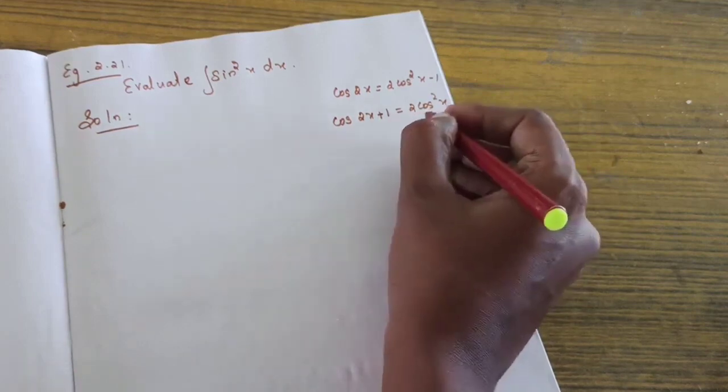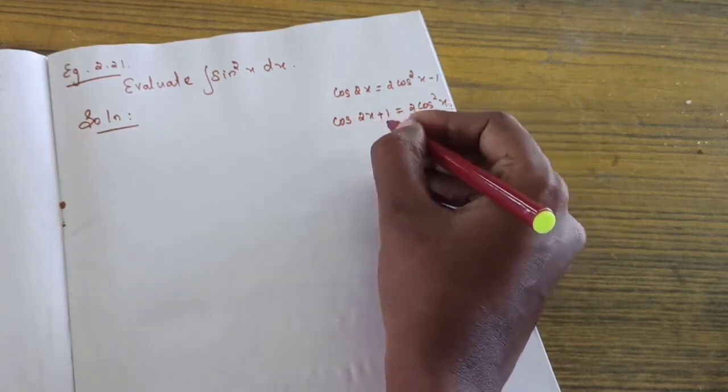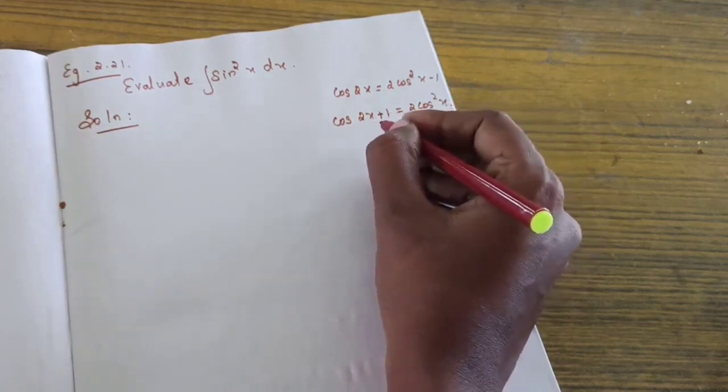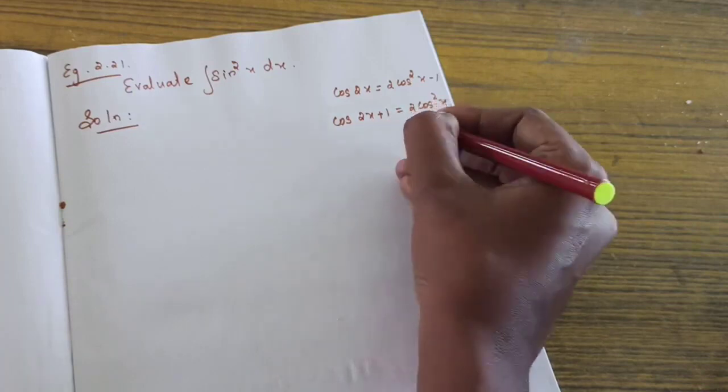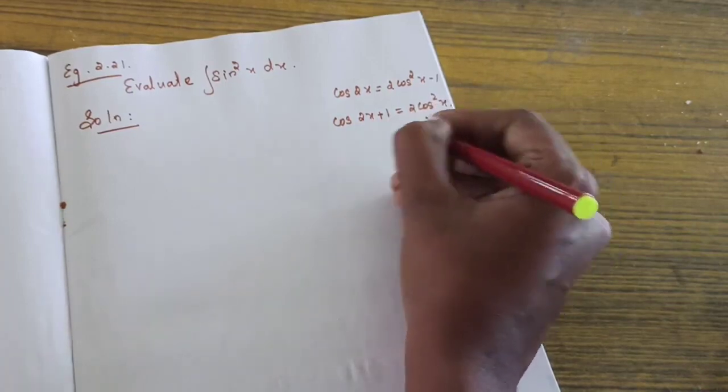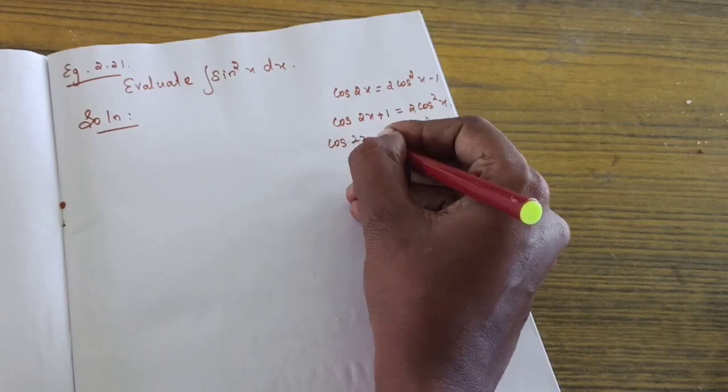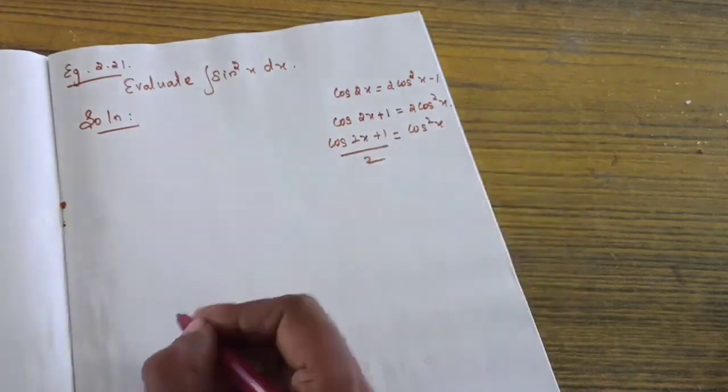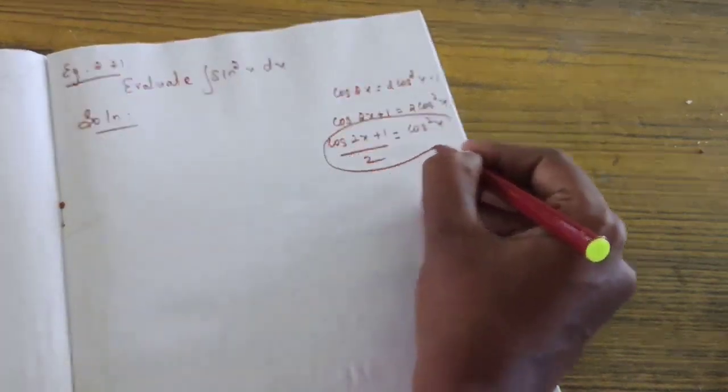So if we need the cos square x formula, what will you do? We bring this 2 to the other side. Cos 2x plus 1 divided by 2. Correct? This is the formula for cos square x.